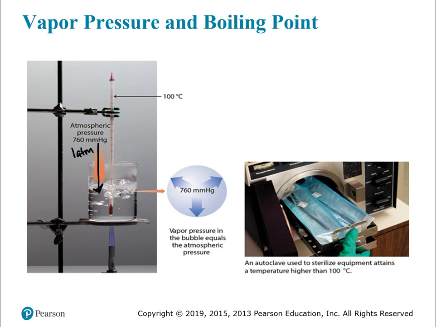An autoclave, which is shown on the right, is used to sterilize equipment at temperatures higher than 100 degrees Celsius. So the pressure inside of an autoclave is higher than 1 atmosphere. That means that it's going to require a higher temperature to boil water. All the steam that you create in that autoclave is going to be super duper hot, and it will sterilize all the things. So you see this used in the lab setting where you're sterilizing equipment or flasks and things like that if you're going to be growing cultures.